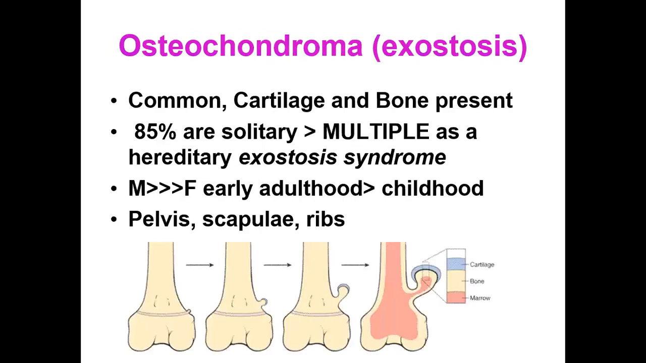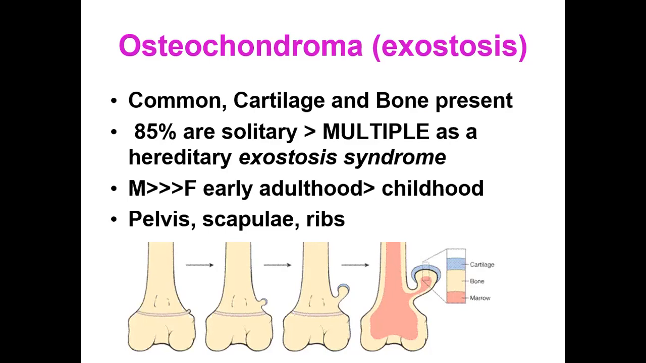Osteochondroma is also called exostosis. They are common. Cartilage and bone are present. 85% of these osteochondromas are solitary, but sometimes they are multiple as hereditary exostosis syndrome. Males are affected more than females, and age is early adulthood more than childhood. Bones involved are the pelvis, scapula, and ribs.